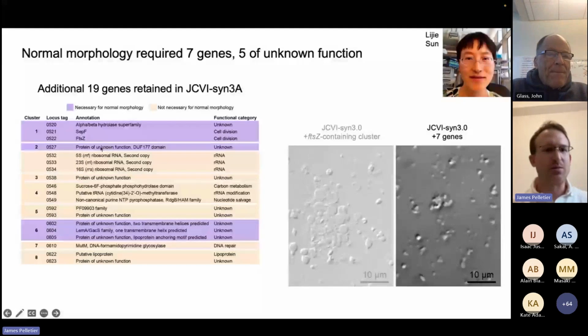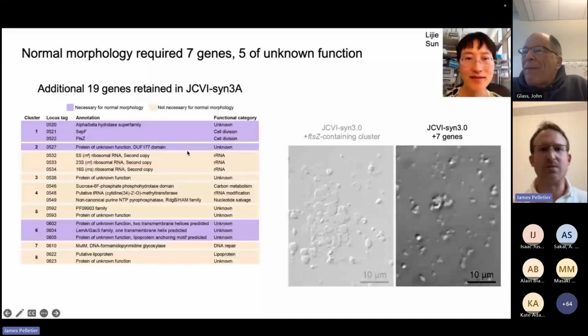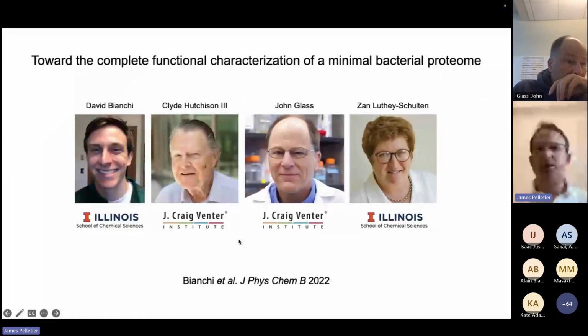But if you look at it, protein of unknown function, DUF177 domain, functional category unknown. So how is it contributing to cell division? So that's motivation for our current studies. So without other hints based on the literature, David Bianchi in the group of Zan Luthey-Schulten at the University of Illinois has undertaken a bioinformatics study of the entire proteome of Syn3A. And I'll here focus on genes involved in cell division, or at least have a direct role in cell division. Although for people interested in other aspects of physiology, David analyzed the entire proteome of Syn3A.